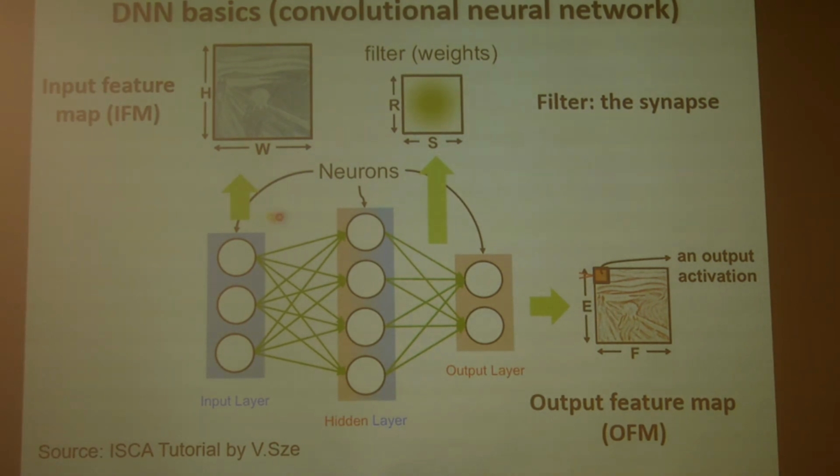To solve this problem, people proposed the convolutional neural network. In the convolutional neural network, the input of the input layer is called an input feature map, IFM, and the weight matrix is replaced by a filter. The filter is just a small matrix, and the output neurons that we obtain are called the output feature map.